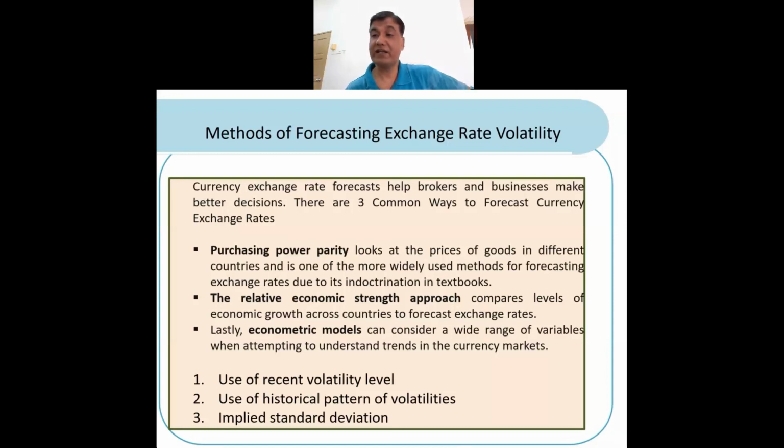And number three, you can use some econometric modeling. That's where it's like fundamental analysis. You use as many economic variables as possible, okay, to better understand the currency markets. So these three methods are commonly used to arrive at an exchange rate that is stable. Okay, so it helps you to reduce the volatility level of exchange rates.